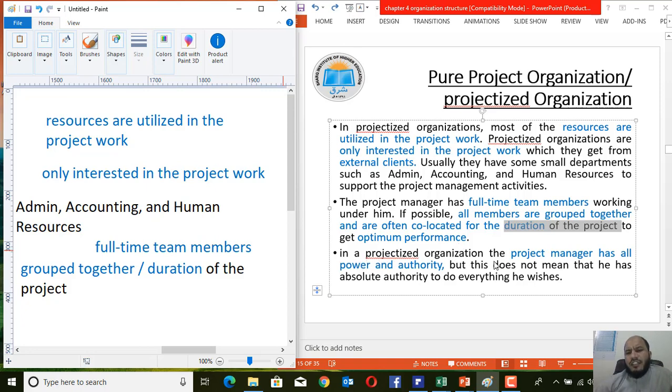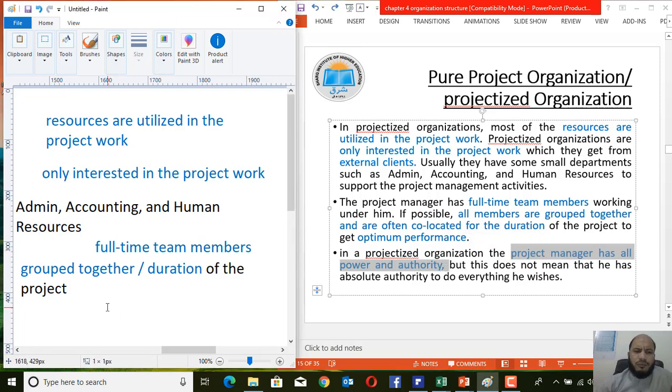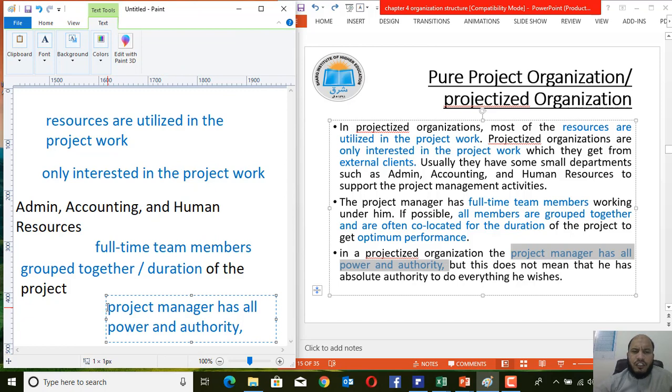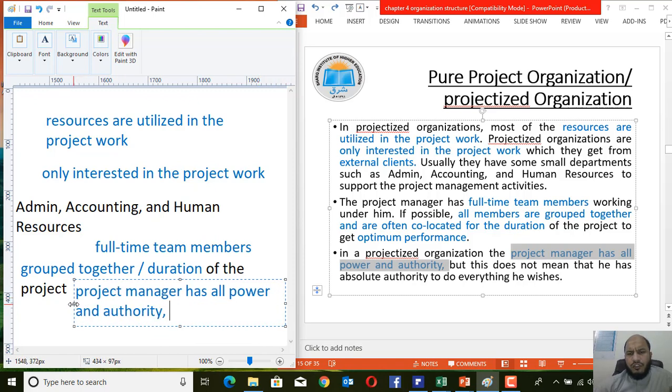In a projectized organization, the project manager has all power and authority over the project. So the project manager has full authority over the project activities. But this does not mean that he has 100% absolute authority to do everything he wishes. Yes, he has authority, but under the limitations and policies of the organization.